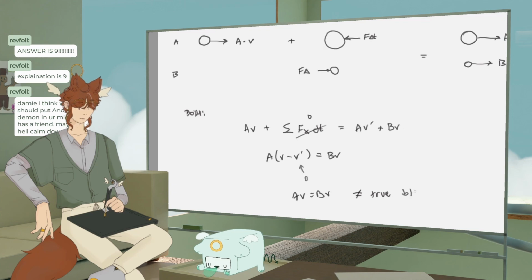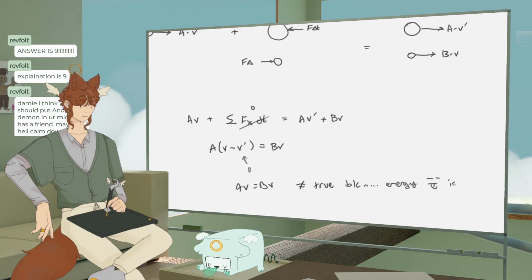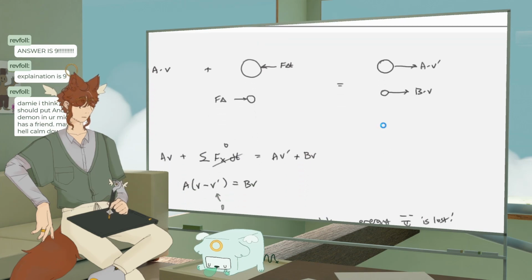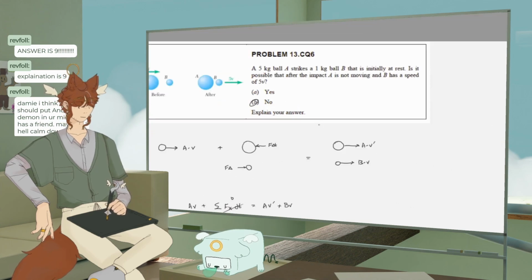Why? Because energy is lost in a collision. When we collide with stuff, it makes heat or sound or light, and that energy just goes away. So that would be a perfectly elastic collision, and that doesn't exist in real life. So no. Also, A has momentum. A is not going to get stopped. Like a 5-kilogram ball is not going to get stopped. That's like if you took a bowling ball and threw a ping pong ball at it and you were like, I could stop that bowling ball. It's not going to happen. It's going to keep going.